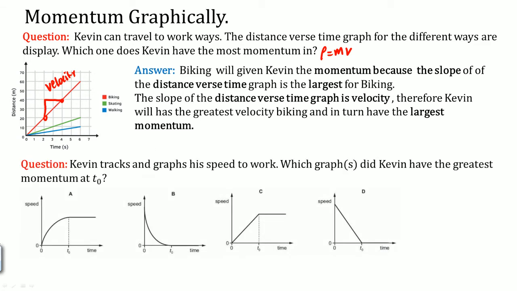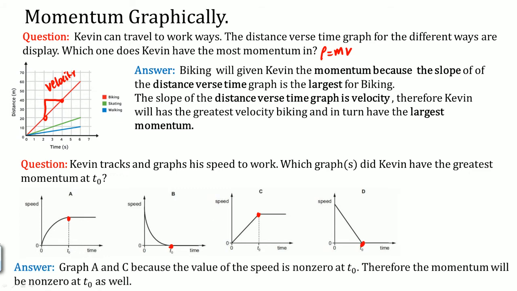So, next, Kevin tracks and graphs his speed to work. In which graph did Kevin have the greatest momentum at t0? So at t0, we can look here, here, or here. Okay, there are two spots.